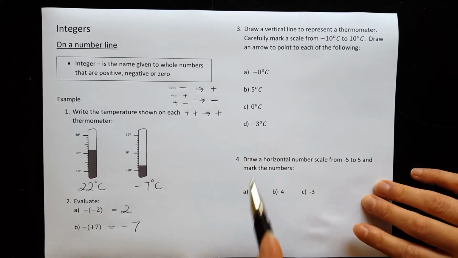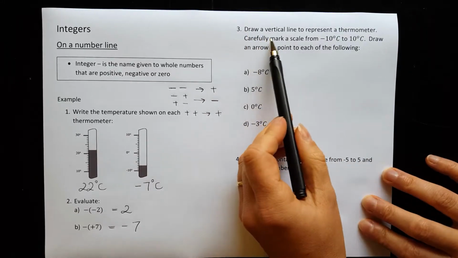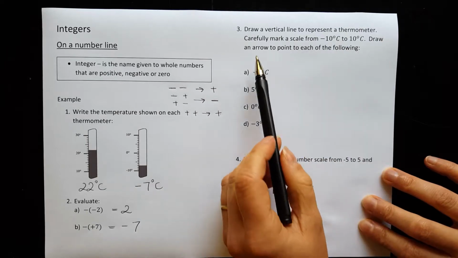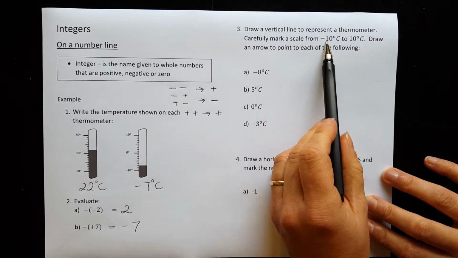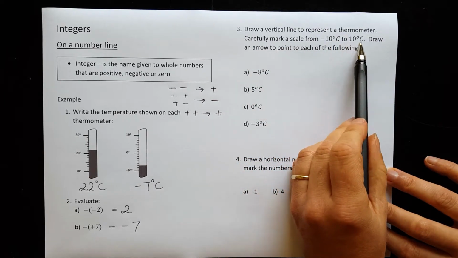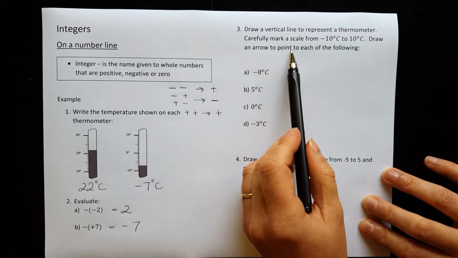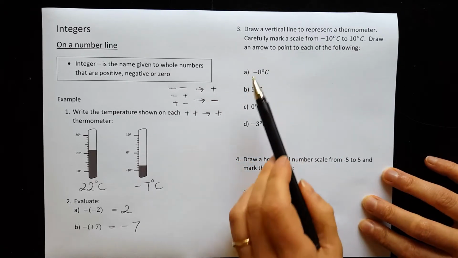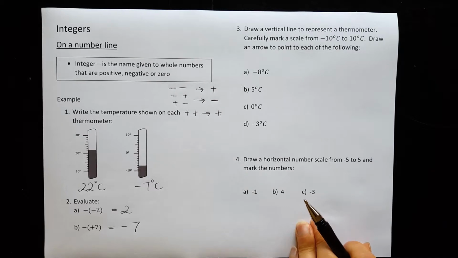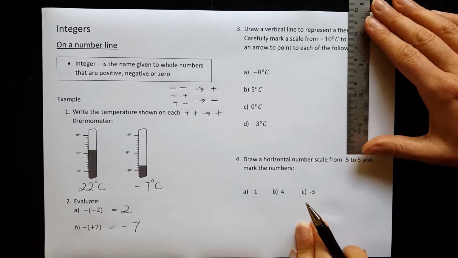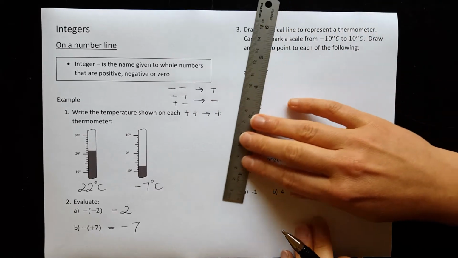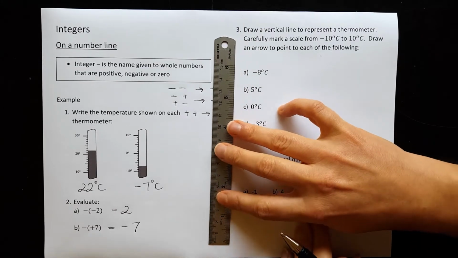All right, so question 3. Draw a vertical line to represent a thermometer. Carefully mark a scale from -10 degrees Celsius to 10 degrees Celsius. Draw an arrow to point to each of the following. Now when I made this sheet, I didn't make this space quite big enough, so I'm going to put it over here just so I have enough room.